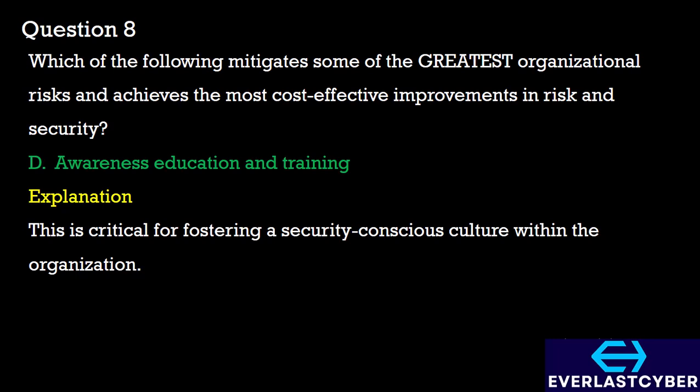Remember, the employees are the first line of defense for every organization because they can fall prey to phishing attacks. So if they are not educated enough about the security best practices, they can fall into a lot of human errors. So the thing that mitigates some of the greatest organizational risks and achieves the most cost-effective improvements in risk and security is awareness, education, and training.